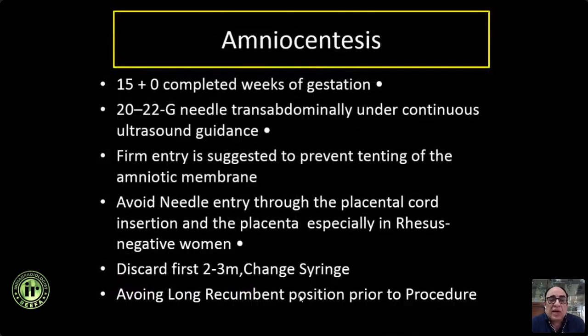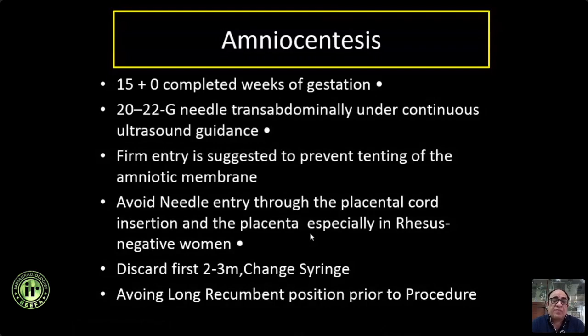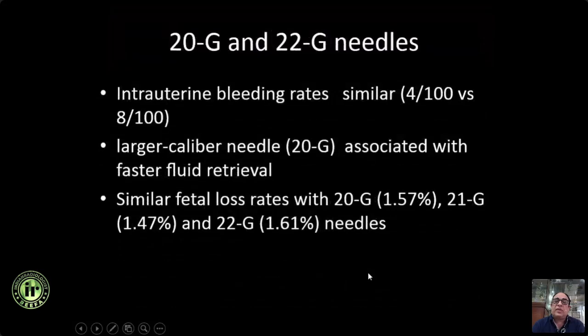So amniocentesis is essentially done after 15 weeks. As I told you earlier, we need a firm entry to prevent tenting of the amniotic membrane and try to avoid the placenta and the cord insertion site. Very important that you don't make the patient lie down for a long time before you do the procedure, as the fetal cells will settle and you will not get a representative sample. So it's good to make the patient walk just prior to the procedure. You then discard the first 2 to 3 mL and change your syringe of aspiration to avoid maternal cell contamination.